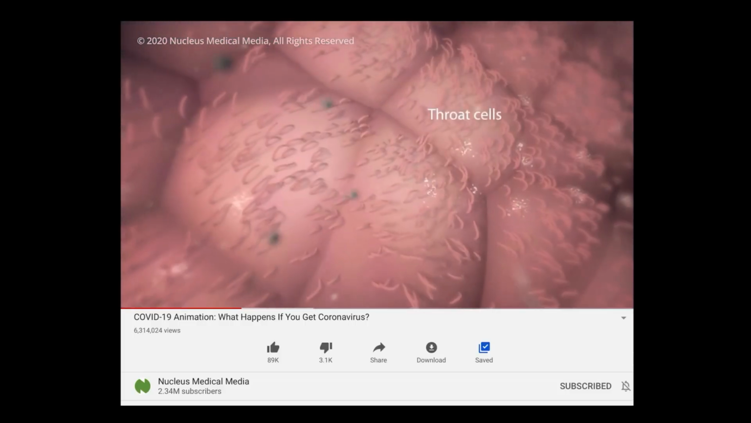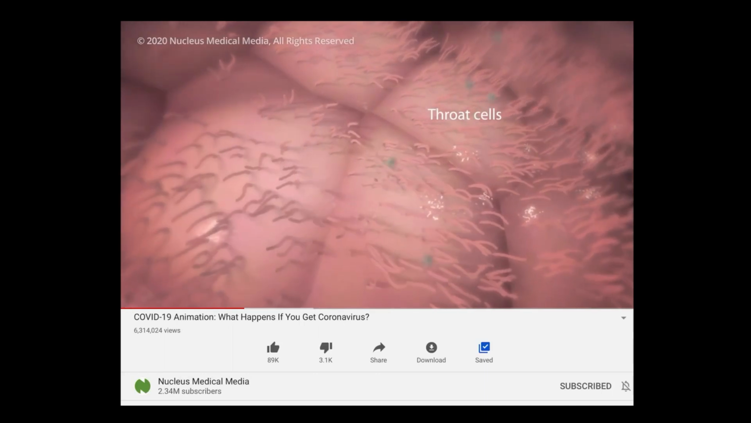Once inside your body, the virus comes in contact with cells in your throat, nose, or lungs.